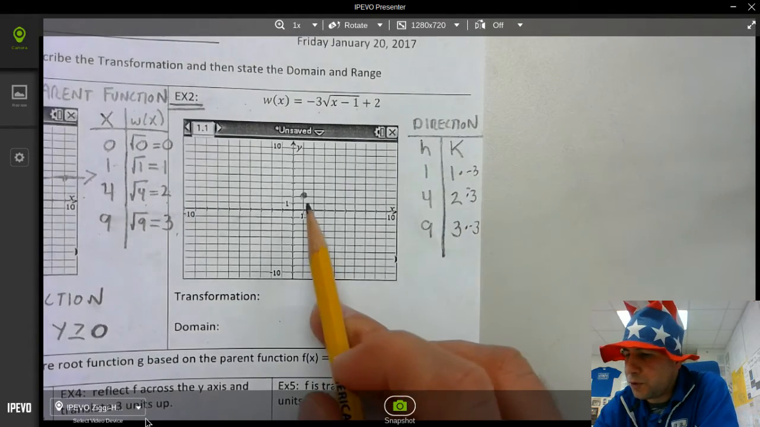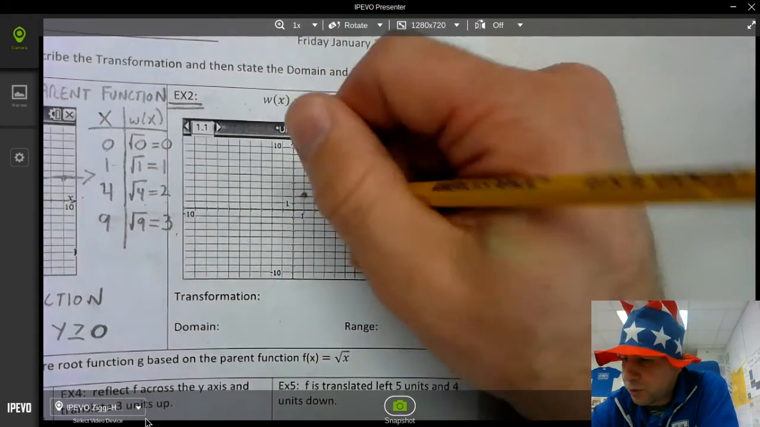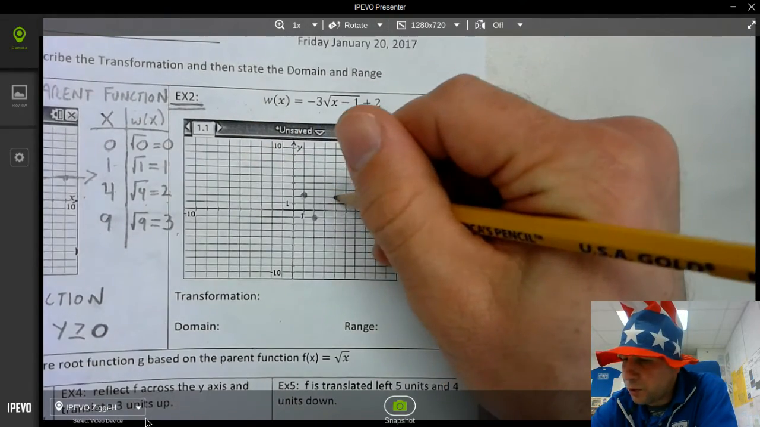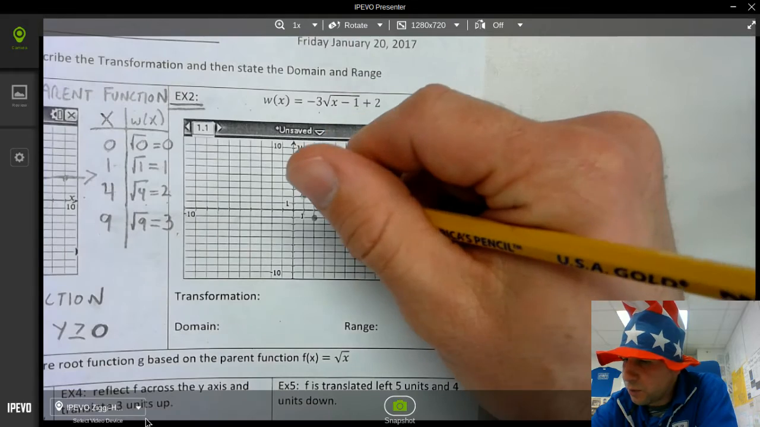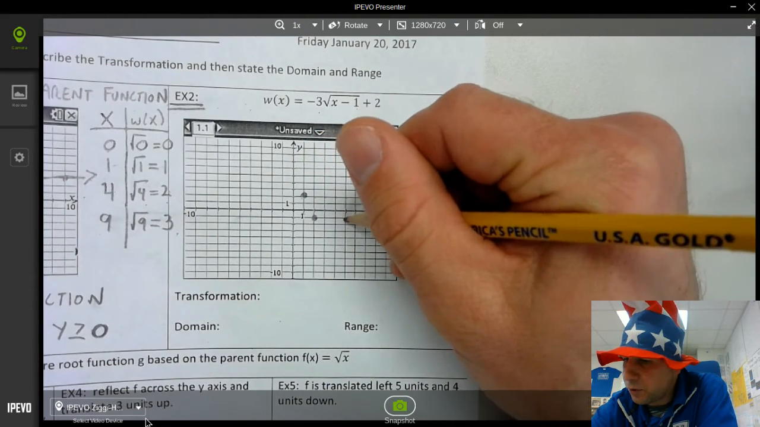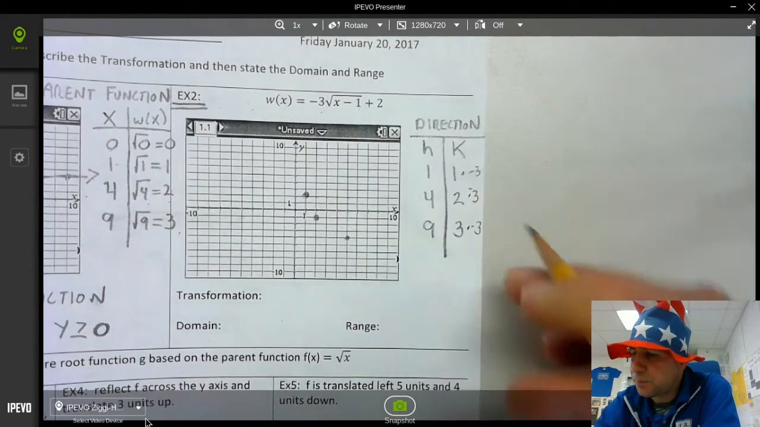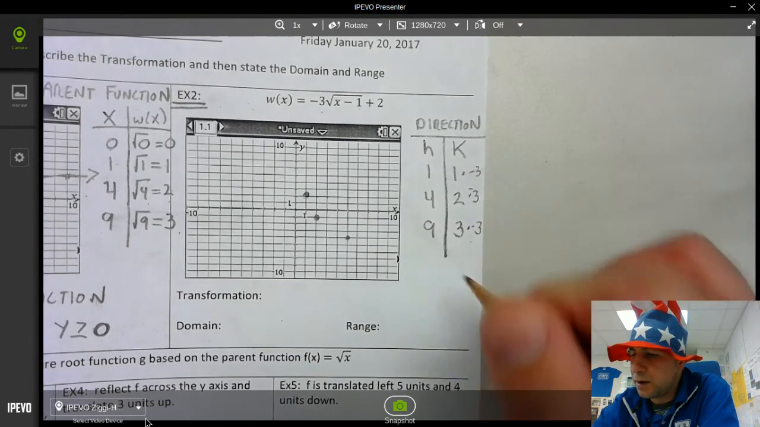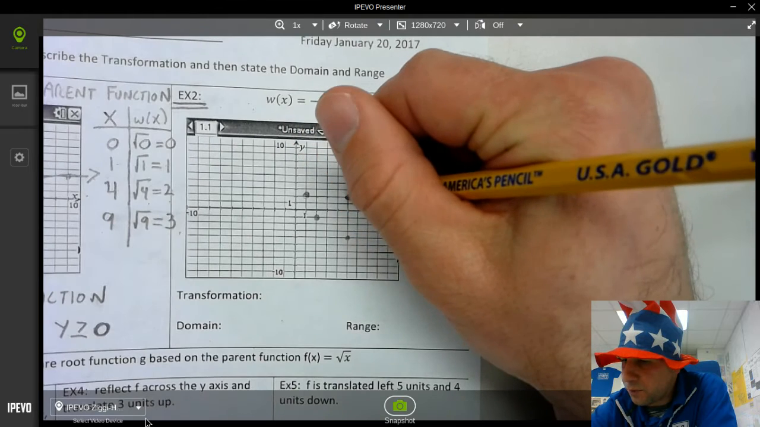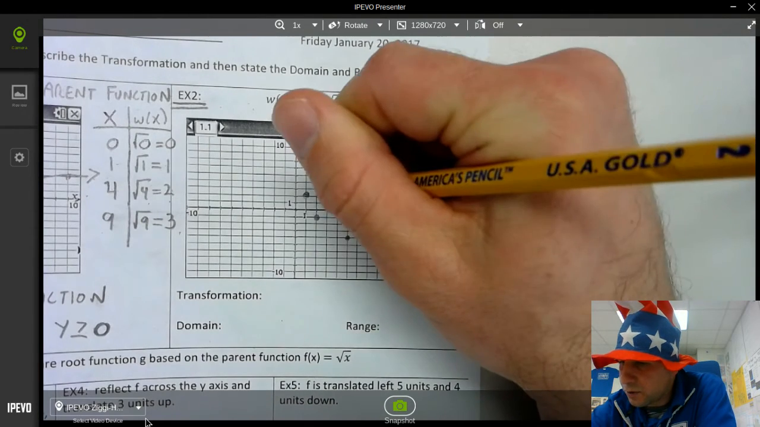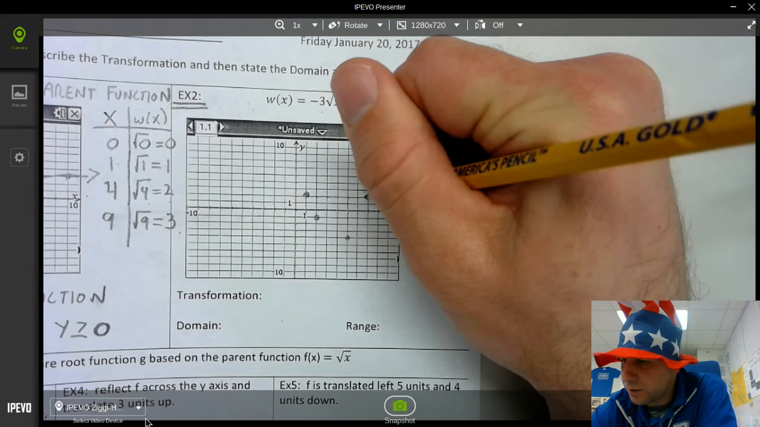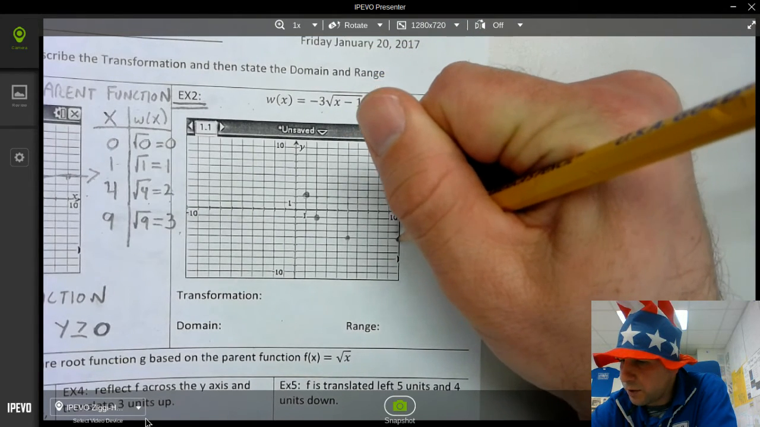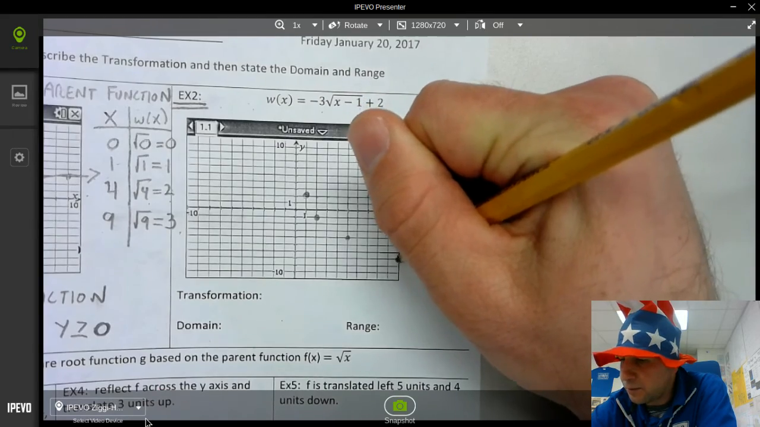So really, we go to the right 1, down 3: 1, 2, 3. We go to the right 4: 1, 2, 3, 4, down 6: 1, 2, 3, 4, 5, 6. And then here we go to the right 9, down negative 9. So to the right 1, 2, 3, 4, 5, 6, 7, 8, 9. Down 1, 2, 3, 4, 5, 6, 7, 8, 9.